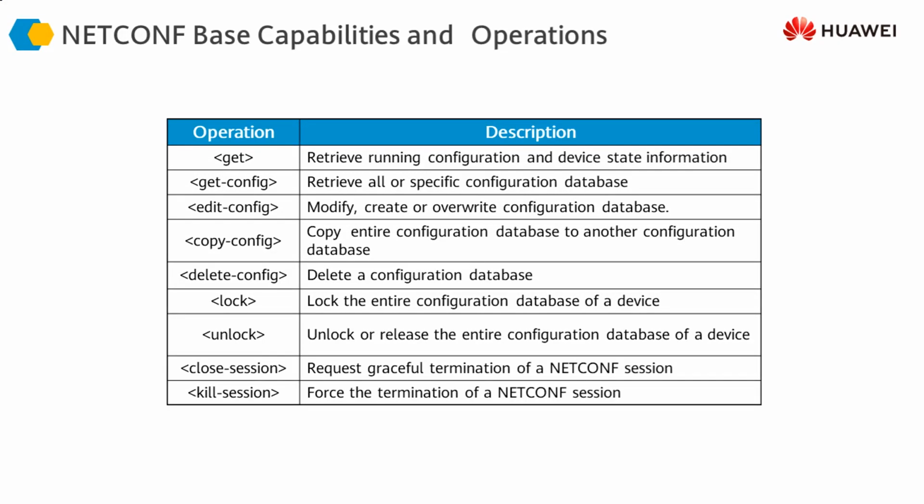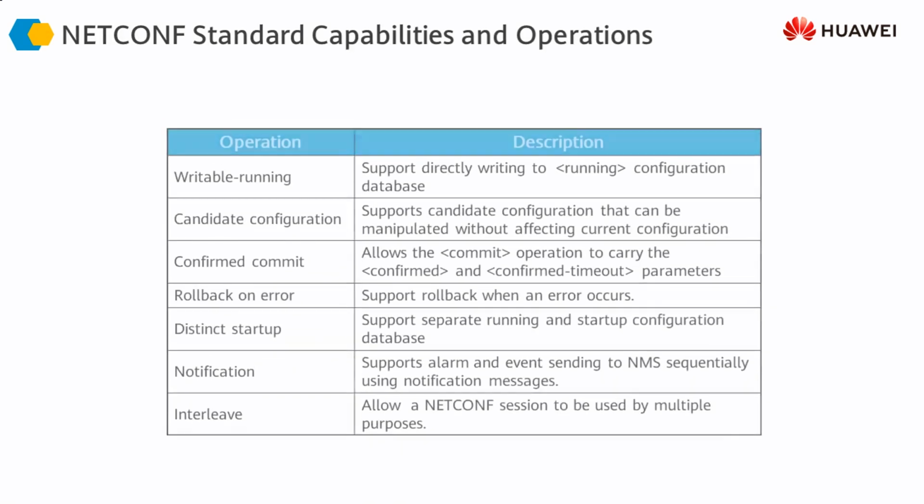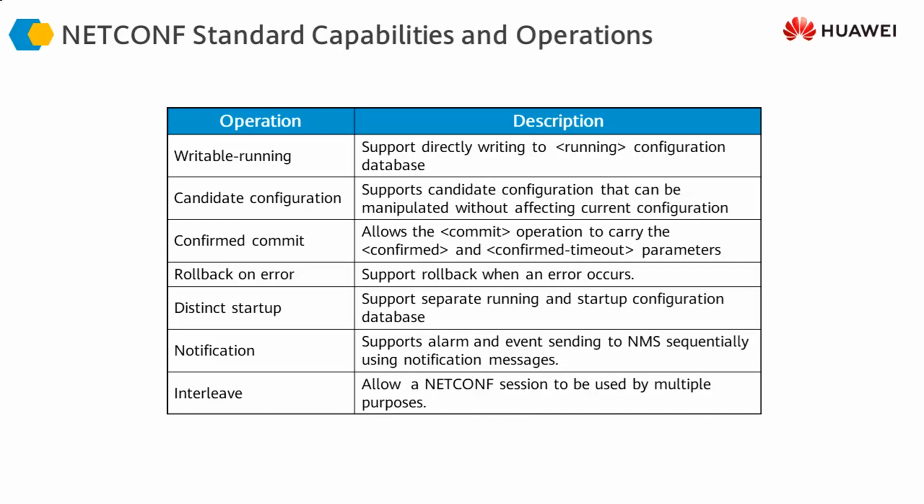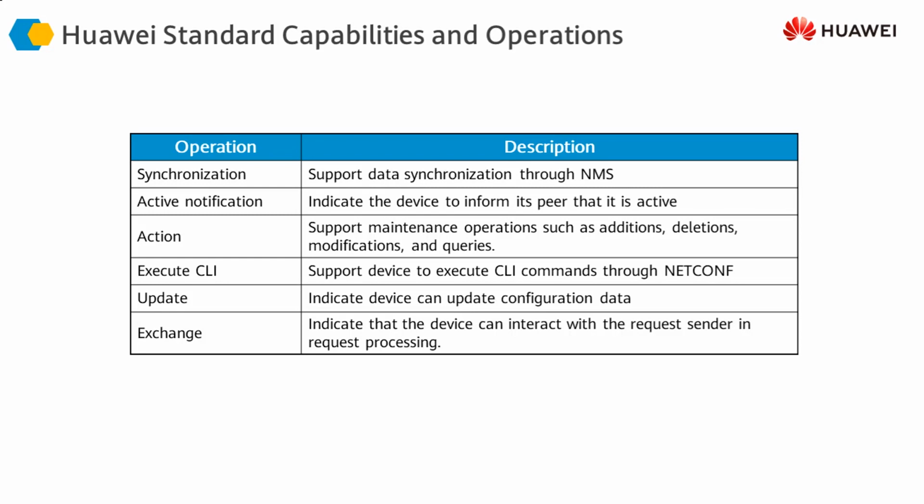Then we have the different operational messages that are exchanged between the NMS and the devices. Some of them are the base capabilities messages. We won't go into the details of these. You should already know that in order to get the information, you send the get message. If you want to get the config, you send the get config message, etc. And then there are certain standard capabilities and operational messages, and then there are Huawei specific messages or operations which can be done using NetConf.